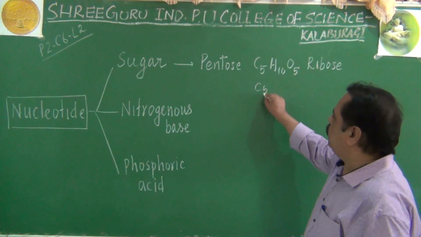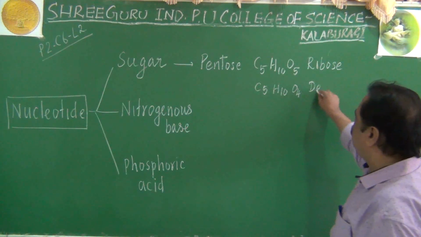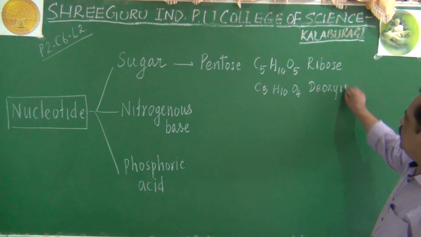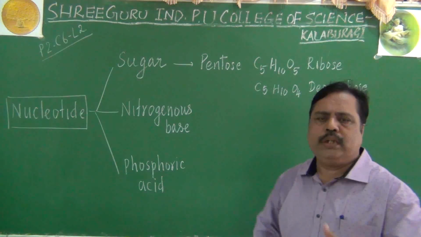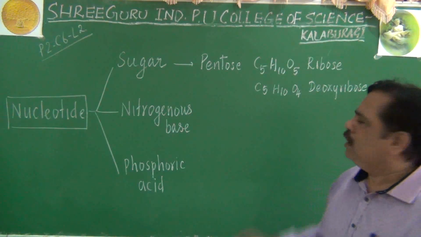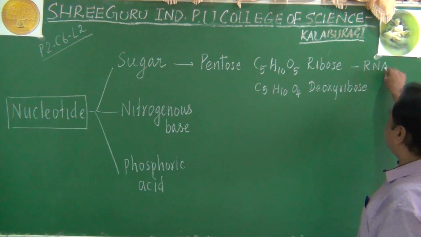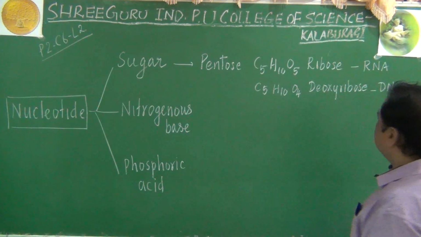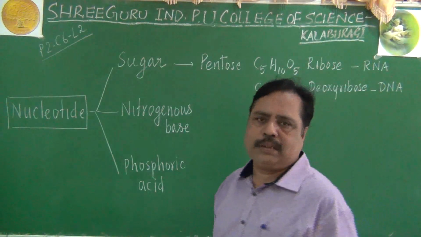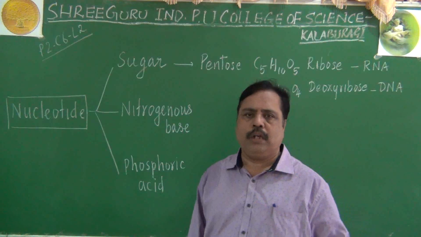Remember, C5H10O4 is known as deoxyribose sugar. Why are we studying 2 types of sugar here? Ribose sugar is present in RNA, whereas deoxyribose sugar is present in DNA. That makes the major difference between DNA and RNA. So that is regarding the sugar molecule.